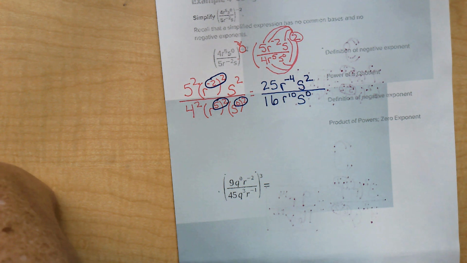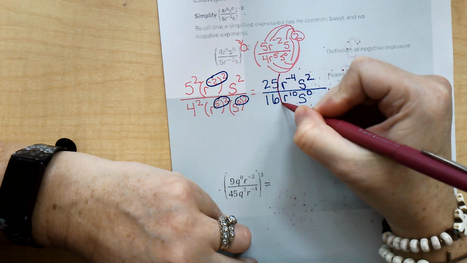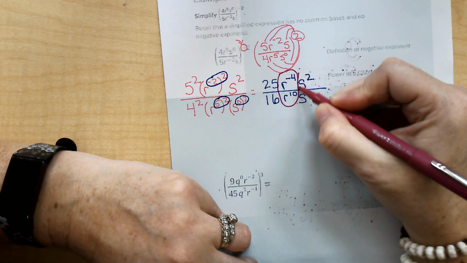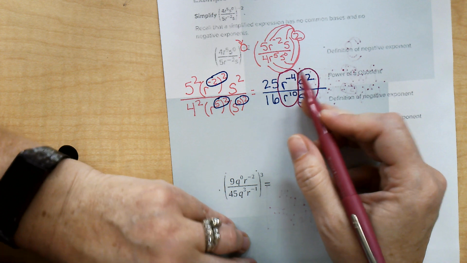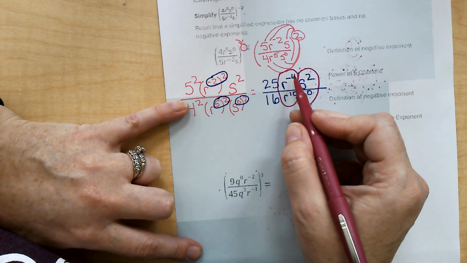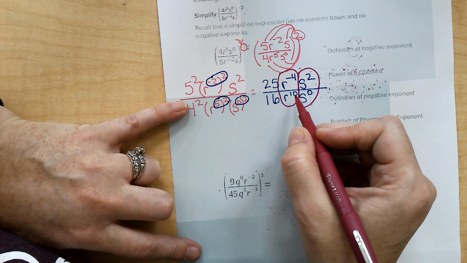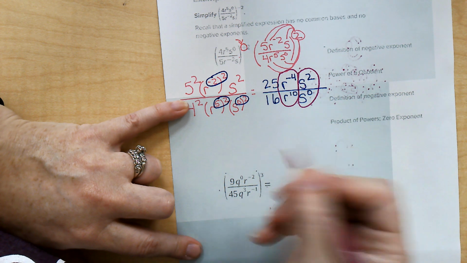Okay, so now we have an r on top and an r on bottom. We have an s on top and an s on bottom. Now when we learned our quotient rule, which is inside each of these circles is a little quotient, we learned that we subtract our exponents top down. And when we subtract our exponents top down, it's going to tell us whether this r is going to go on top or the bottom.